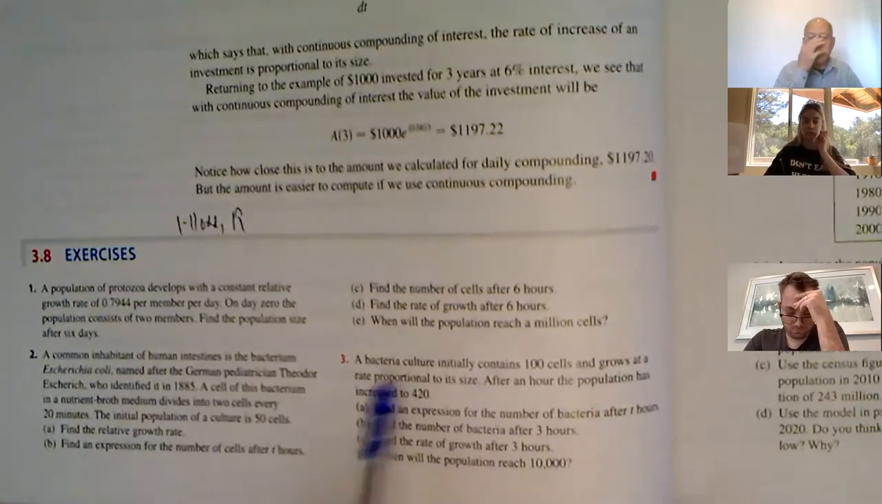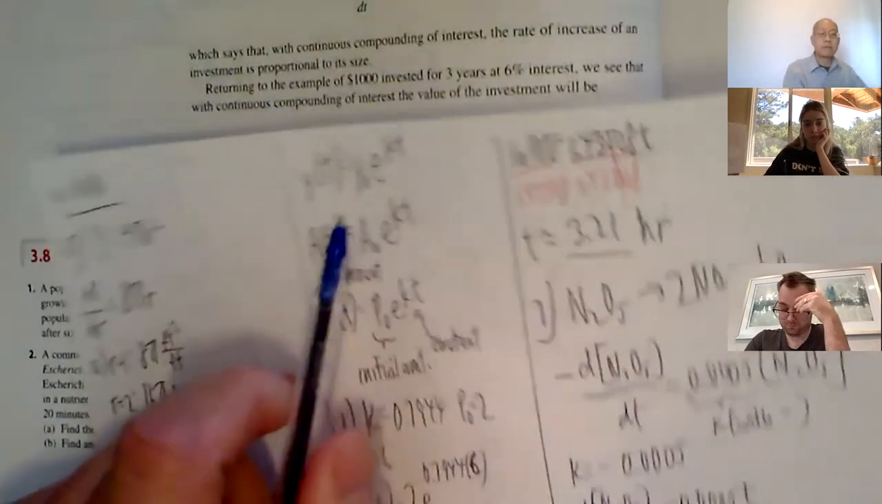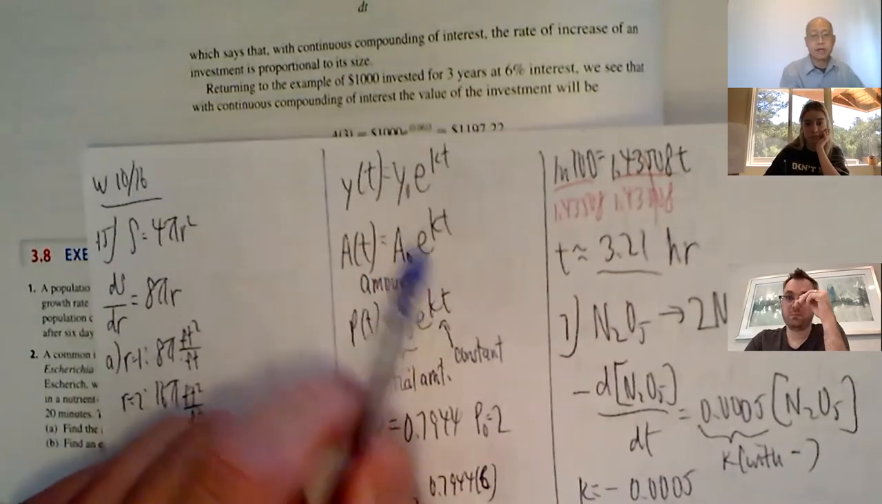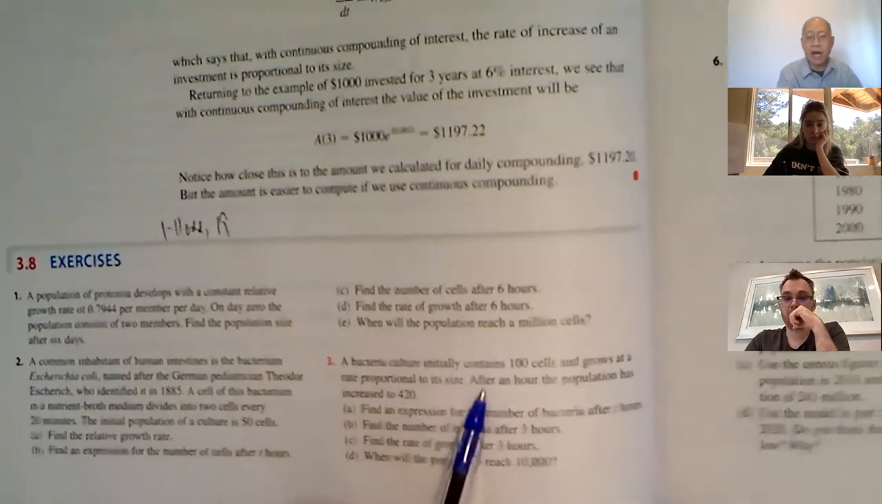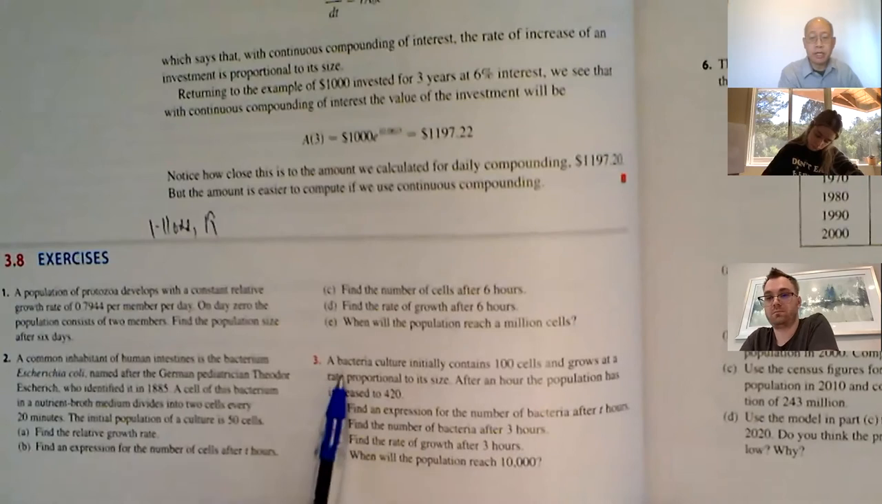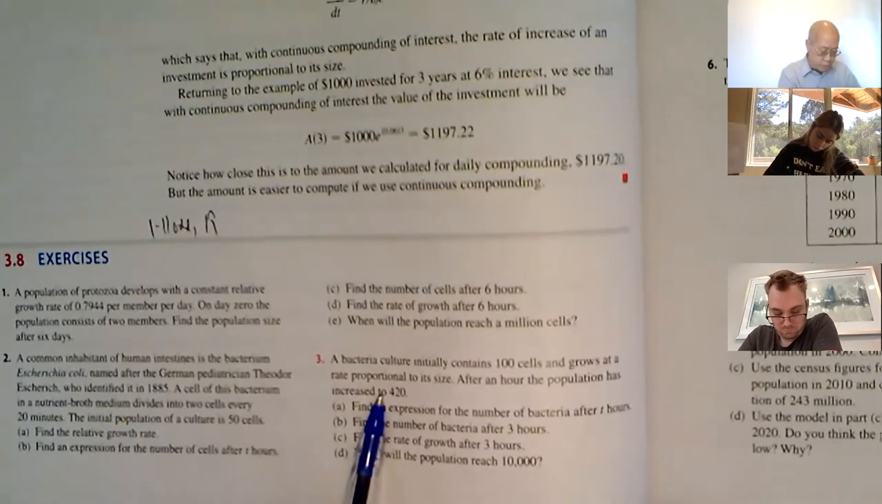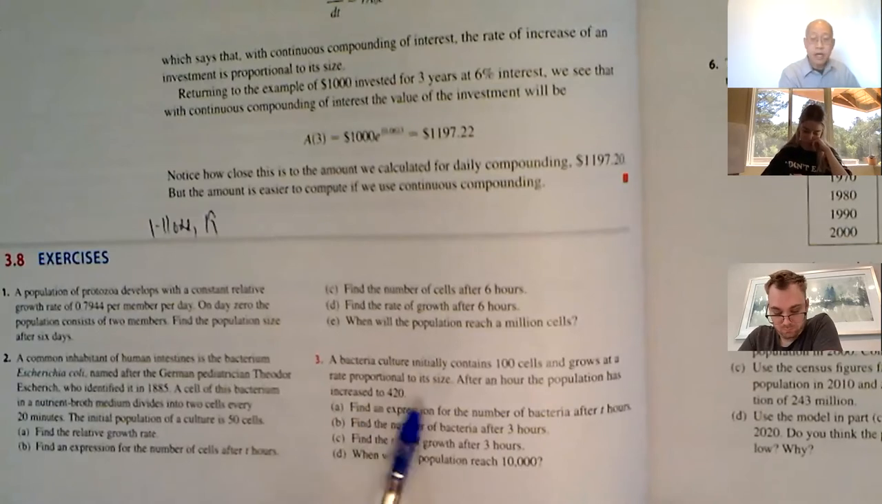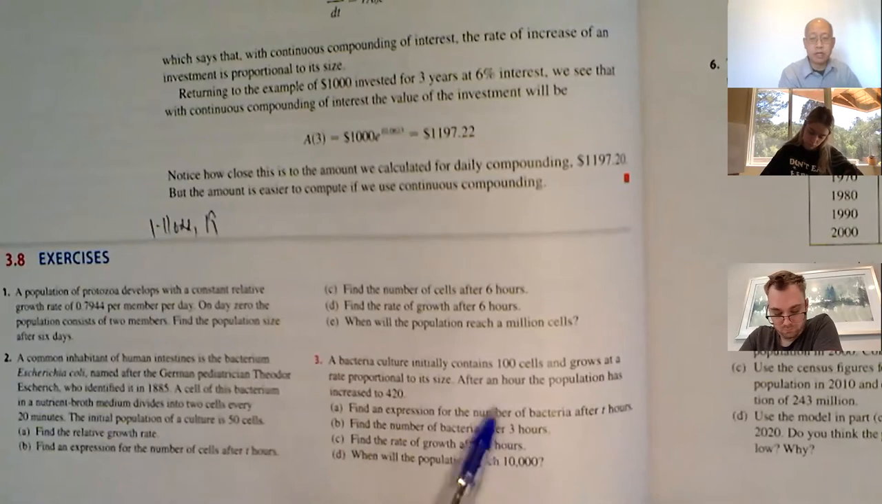And it grows at a rate proportional to its size. So that language just tells me I'm going to be able to use that formula. Okay, I can use this formula. The rate grows proportional to size. After an hour, the population has increased to 420. Okay, so the new amount is 420 after 1 hour.